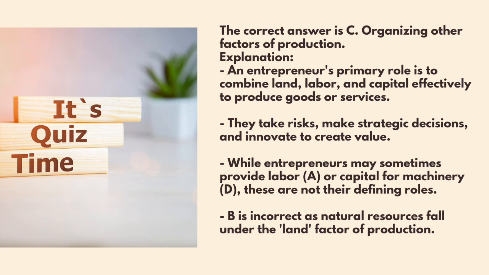What does that mean? An entrepreneur's primary role is to combine land, labor, and capital effectively to produce goods and services. They take risks, make strategic decisions, and innovate to create value. While entrepreneurs may sometimes provide labor, option A, or capital for machinery, option D, these are not their defining roles. Option B is incorrect as natural resources fall under the land factor of production.